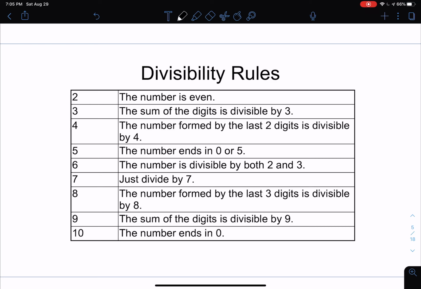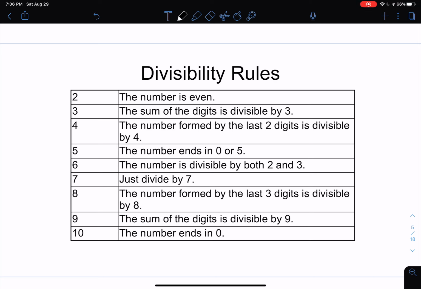4, you can determine that by looking at the last 2 digits in the number. If the last 2 digits are divisible by 4, then the whole thing is divisible by 4. 5, super easy, if it ends in 0 or 5. 10, kind of the same idea. If it ends in 0, 10 goes in. 6, the number is divisible by both 2 and 3. Notice that 2 and 3 are prime numbers, and 2 times 3 is 6. So if it's divisible by both of those, then 6 goes in.